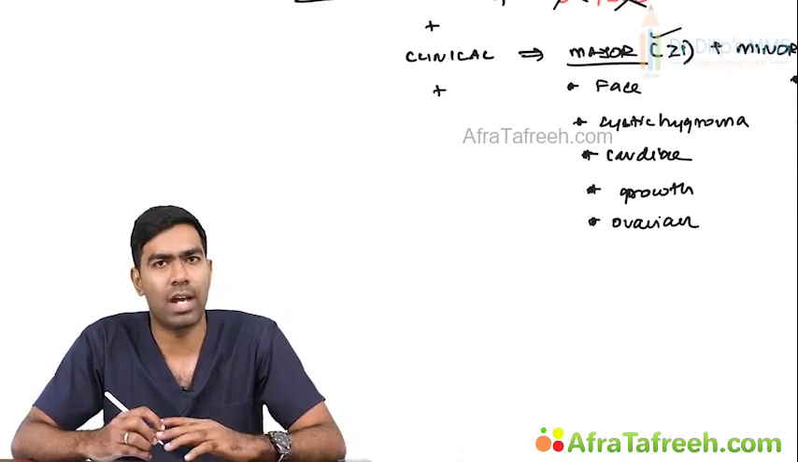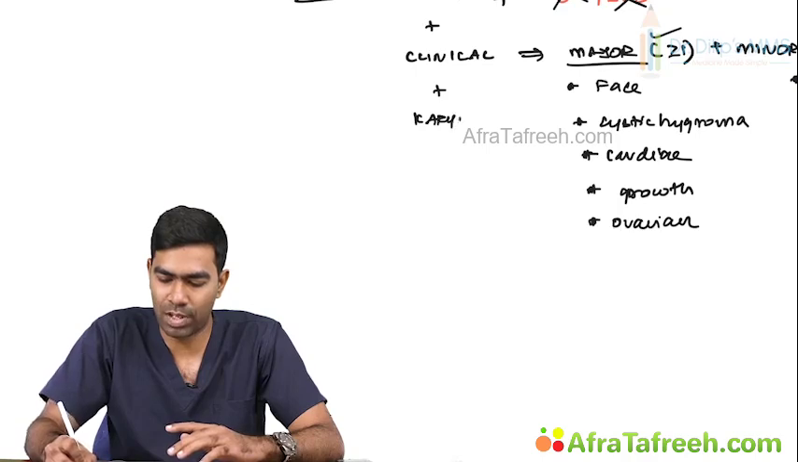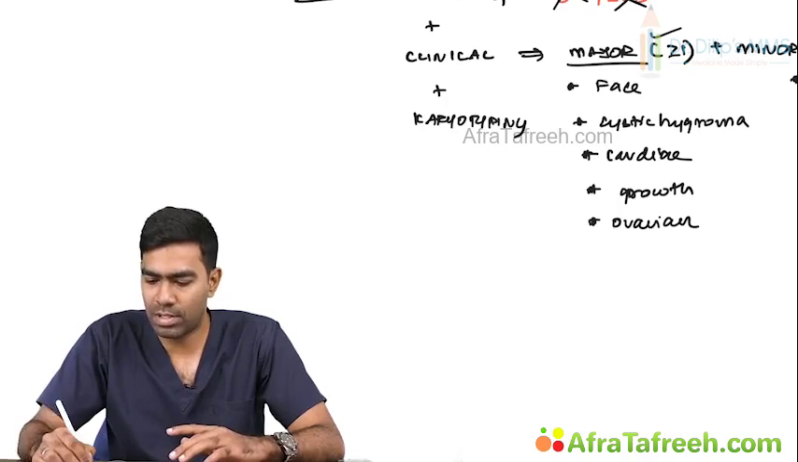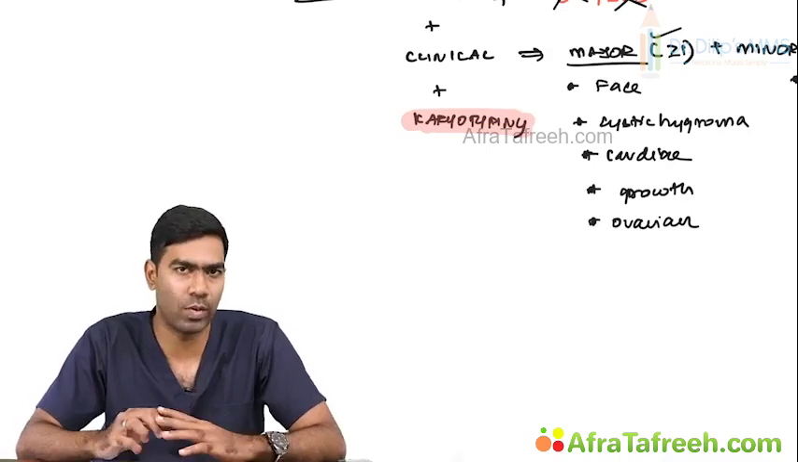Along with this clinical and phenotypic female as a criteria, you should have evidence in the form of karyotyping as well. Remember, karyotyping is considered to be the gold standard for diagnosis of any chromosomal disorder, including Turner's.